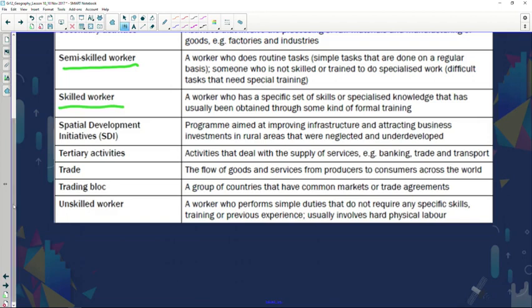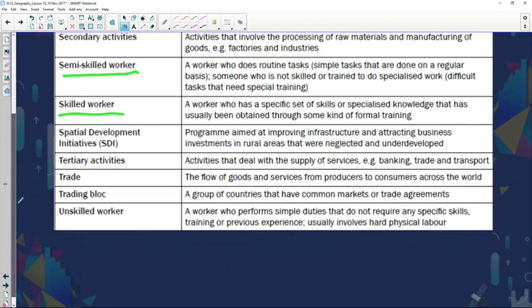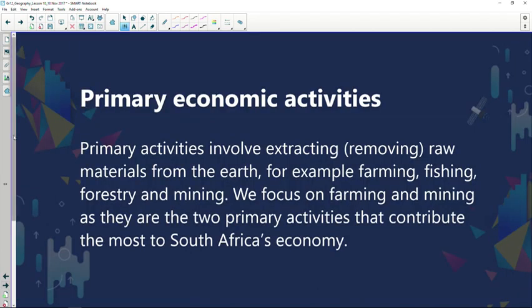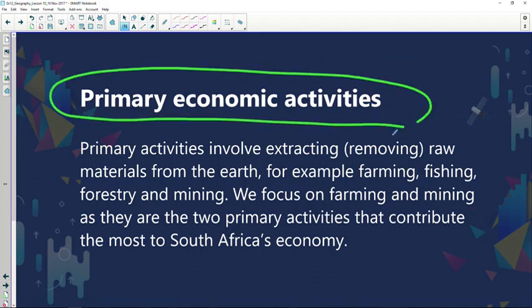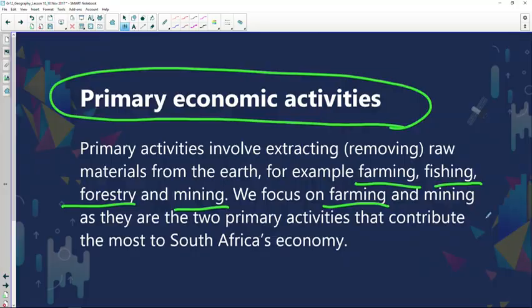And for instance, physical labor, or basically a gardener, is unqualified, or has got no qualifications to do a certain job. But in this lesson, like I've mentioned, we're going to look at the primary economic activities. Now, primary economic activities, if you look at the definition before, is basically extracting raw materials from the earth. For example, farming, fishing, and mining, forestry as well. But two of our main primary economic activities that boost South Africa's GDP is farming and mining.